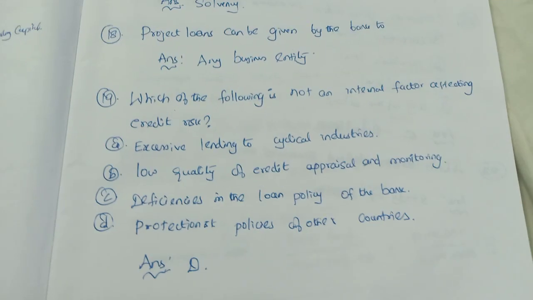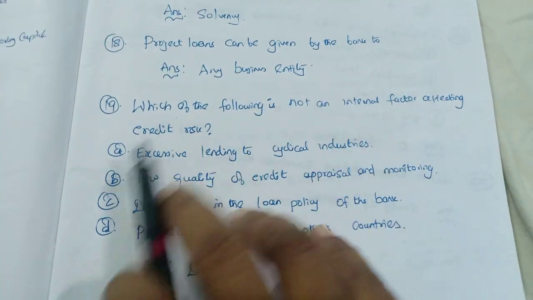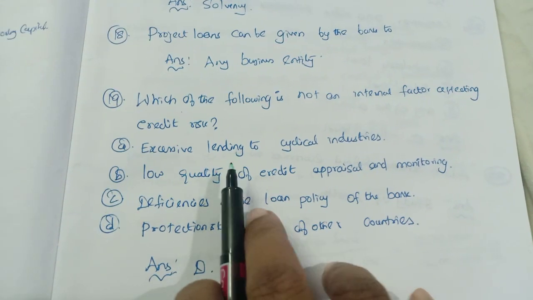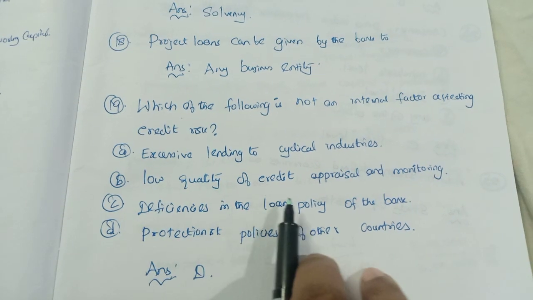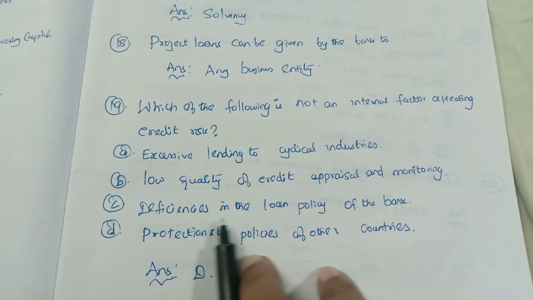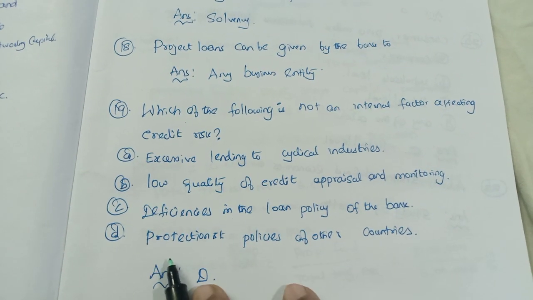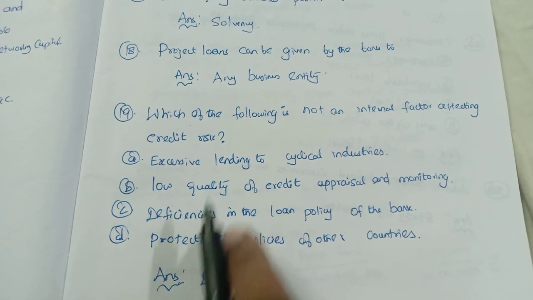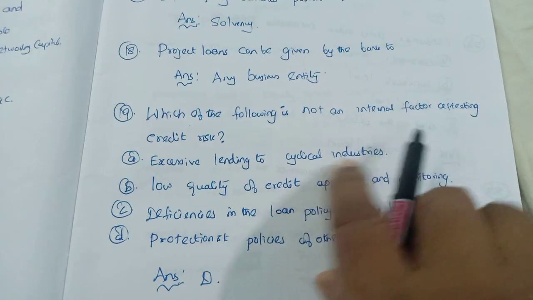Next one, which of the following is not an internal factor affecting the credit risk? First one, excessive lending to cyclical industries, low quality of credit appraisal and monitoring, deficiencies in the loan policy of the bank. Next one, protectionist policies of other countries. Our option is D. All the three affect the credit risk.